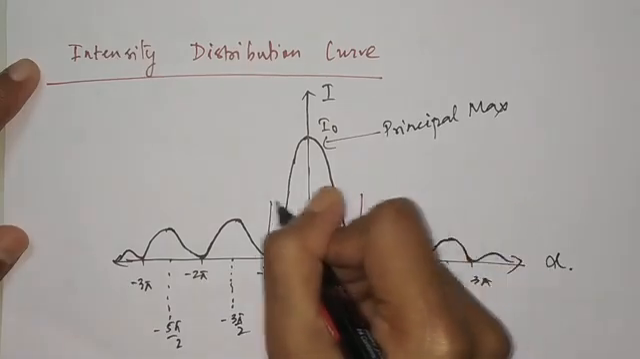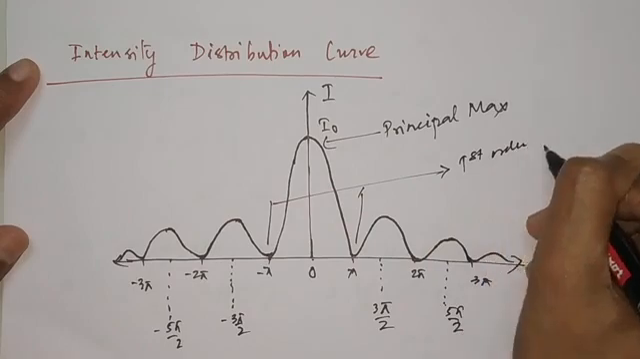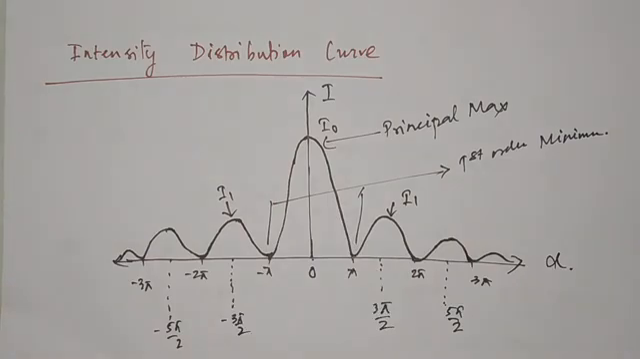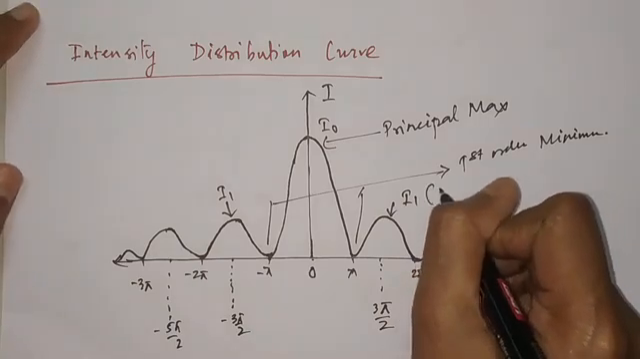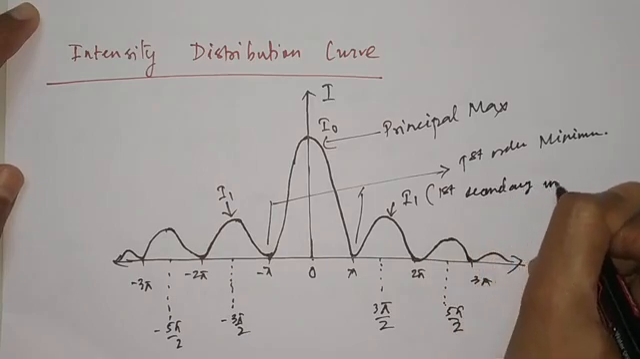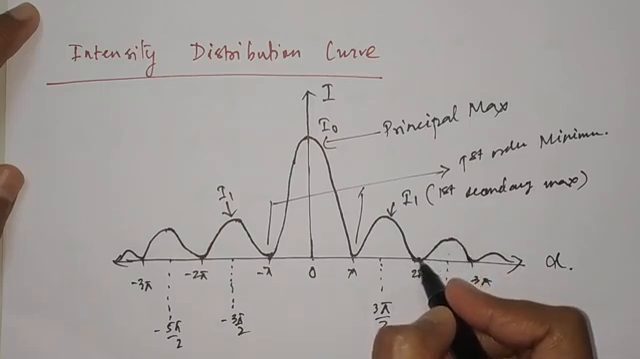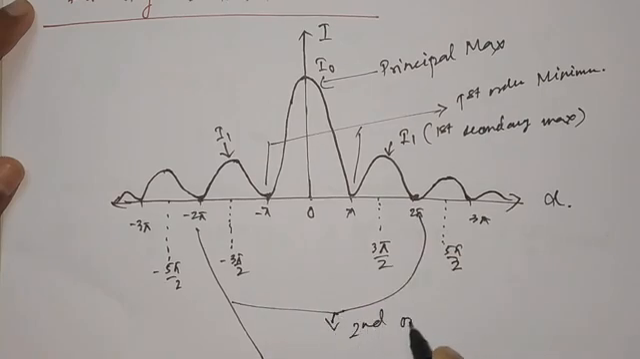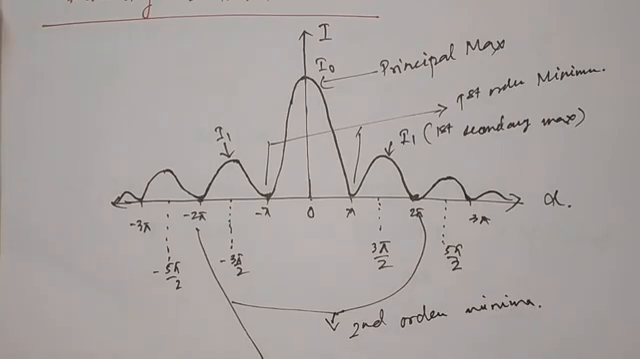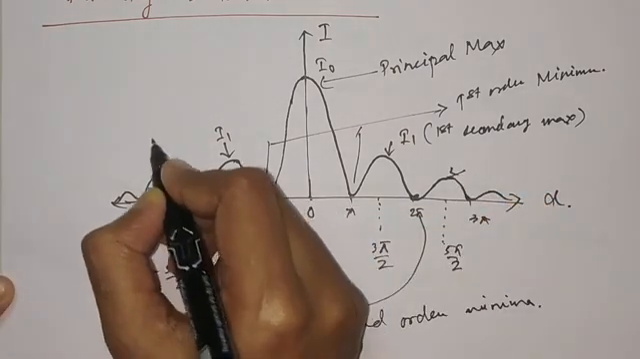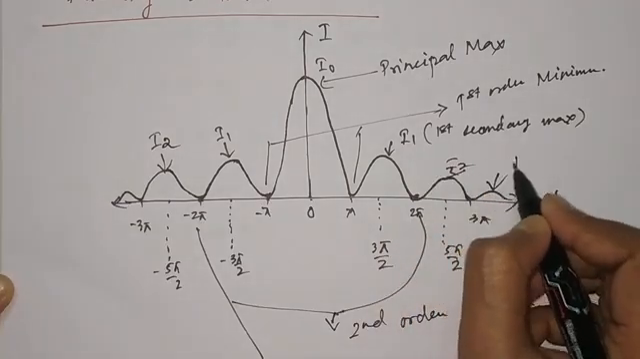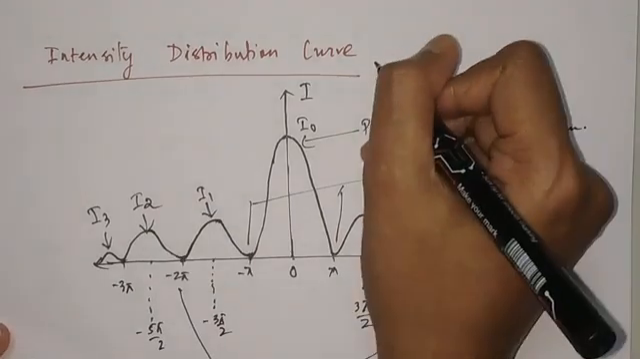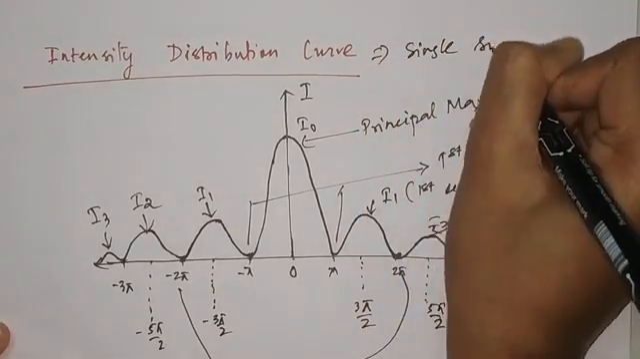And these two are the first order minima. Over here we get the first secondary maximum, and this one is the same. Then over here we get the second order, these two are the second order minima. Then we get the secondary maxima I2. Then these two are the third secondary maxima, and these two are the third minima. So in this way we get the intensity distribution pattern for Fraunhofer diffraction for a single slit.